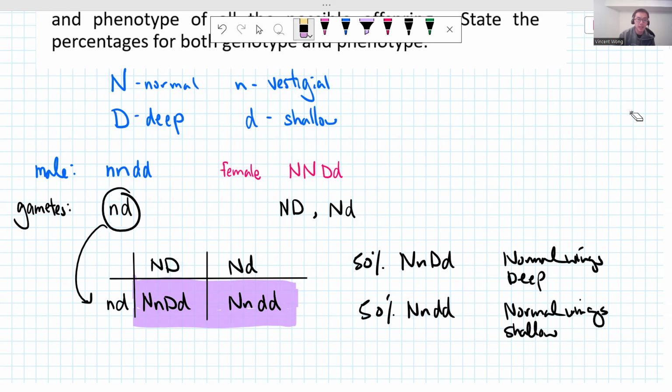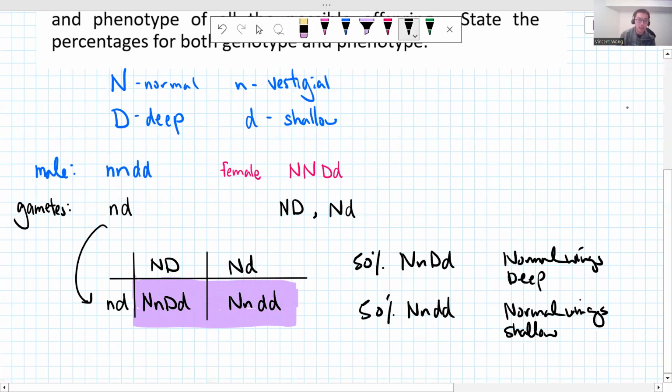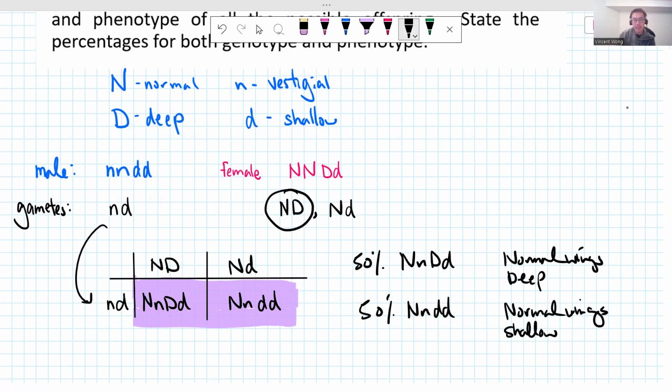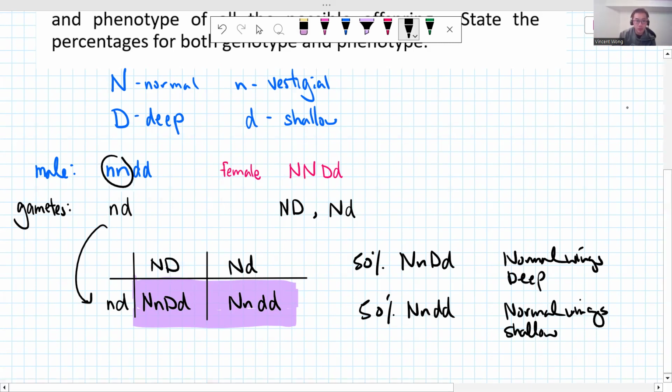What this is saying is for the sperm, there's only one type of sperm here. They all contain small n and small d. Here, half the eggs are going to be big N, big D. The other half of the eggs are going to be big N, small d. These are the types of eggs that can be produced. Because for the male, it's only small n, so all the sperm are going to have the small n in it. Do you agree? Okay.